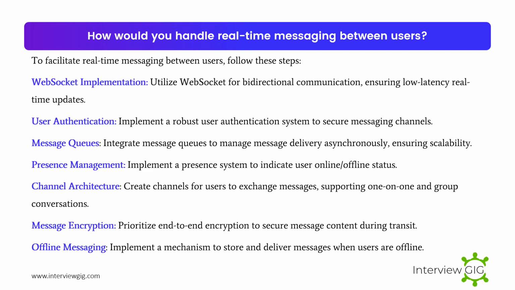Presence management: implement a presence system to indicate user online-offline status. Channel architecture: create channels for users to exchange messages, supporting one-on-one and group conversations. Message encryption: prioritize end-to-end encryption to secure message content during transit. Offline messaging: implement a mechanism to store and deliver messages when users are offline.